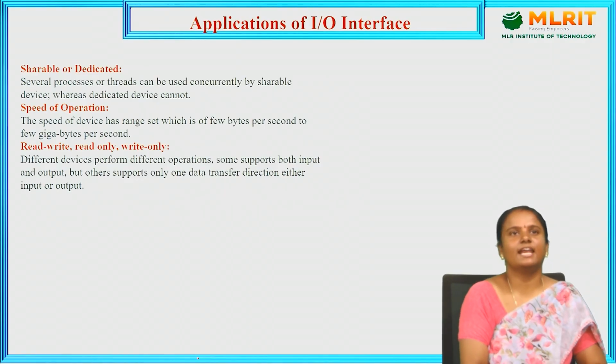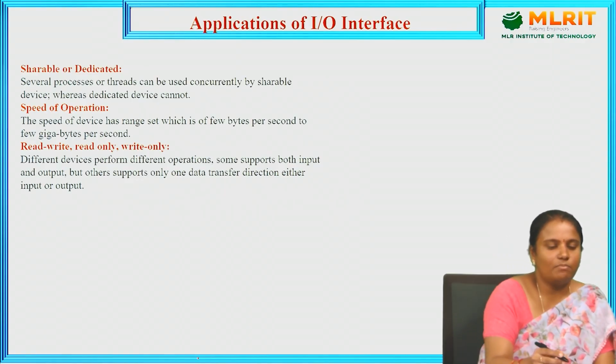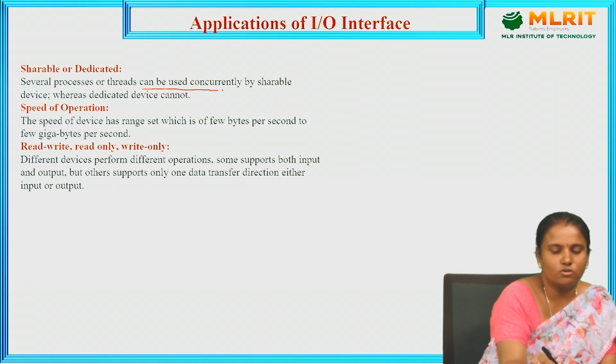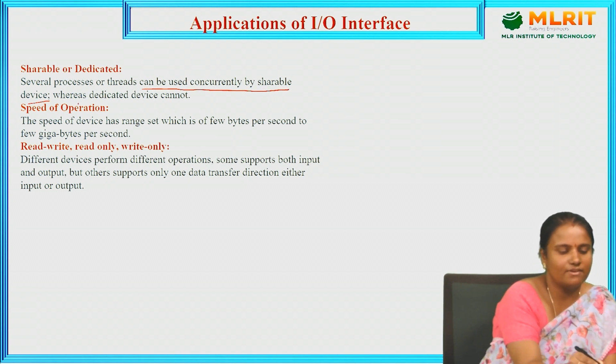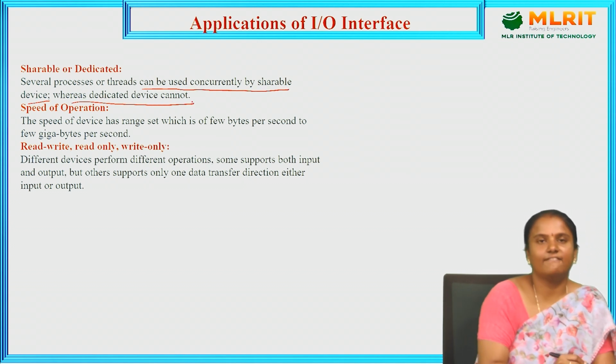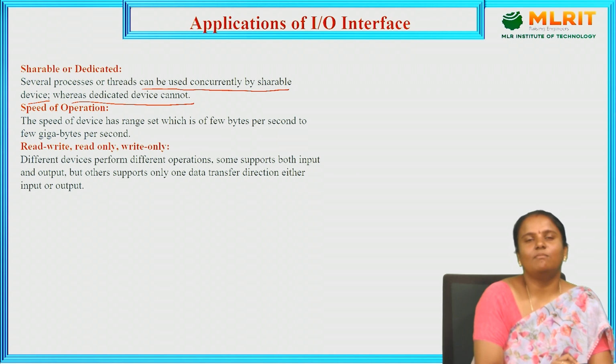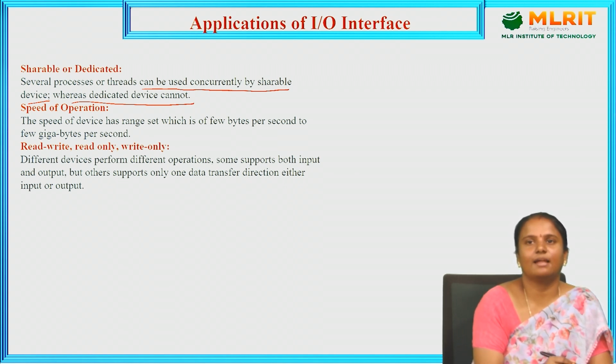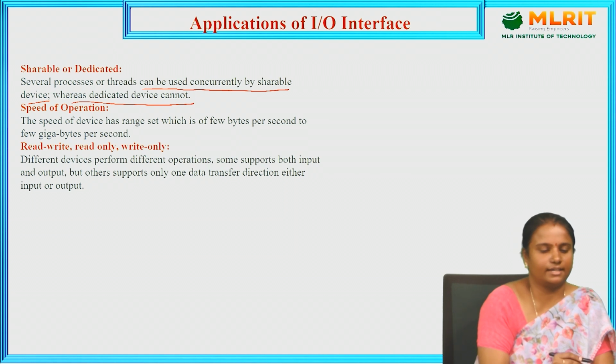Next one is shareable and dedicated. Several processes or threads can use a shareable device concurrently, whereas a dedicated device cannot. So several processes or threads can share it concurrently. They can be shareable across devices, and they can be dedicated, where the device is not shared.